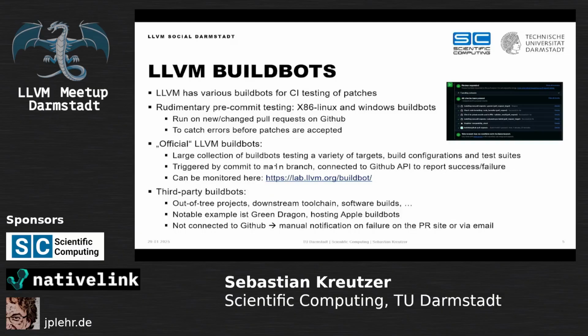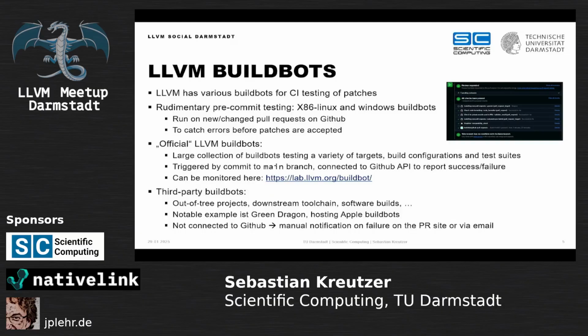Then there's the official form of LLVM buildbots, which is a large collection of bots that tests all the patches that have been accepted. It basically just pulls from main whenever a new commit is there. These bots test a variety of targets built from different configurations and different test suites. Quite cool is that they report back to the GitHub API, so you directly see in your pull request if something has gone wrong. And here's a URL where you can monitor all of the builds that are currently happening.